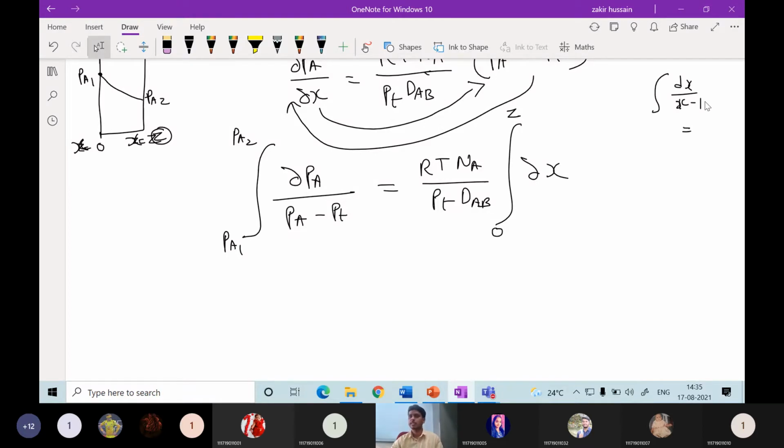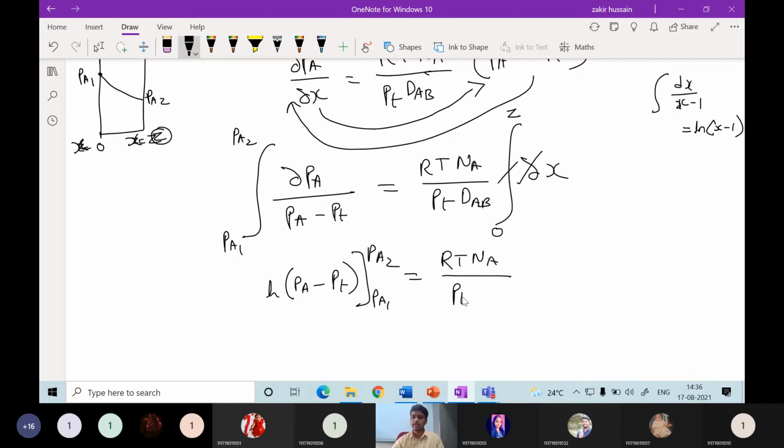Okay, what is the integral of this one? Can anybody say? Log, ln x minus 1. That's it. Here also x means PA, so ln PA minus PT, in between limits PA1 to PA2. Here this is a direct integral. The derivative and integral will be cancelled, and what is left is RT into NA divided by PT into DAB, dou, and this one is already cancelled, that is x in between limits 0 to Z.